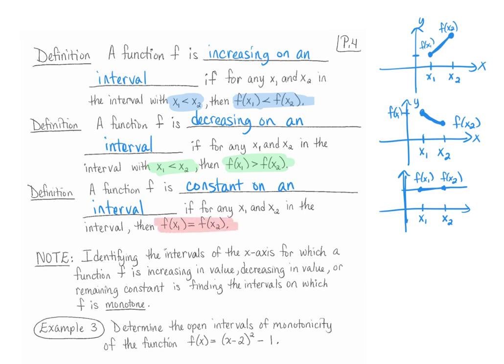Okay, so note, identifying the intervals of the x-axis for which a function f is increasing in value, decreasing in value, or remaining constant is finding the intervals on which f is monotone.